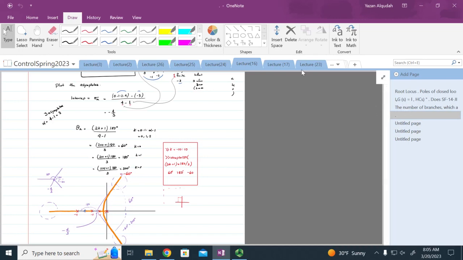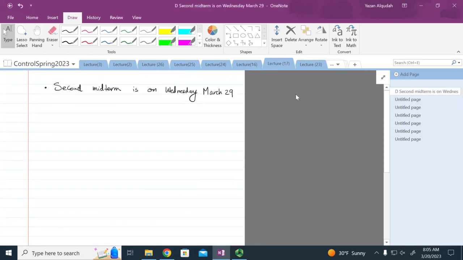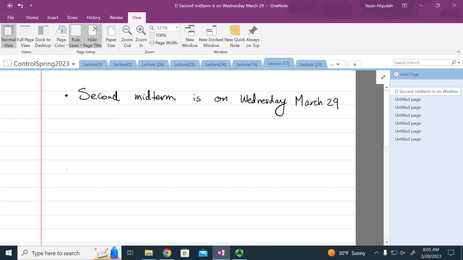Okay. So what we're going to be doing today, we're going to be finishing all the rules, and we're going to be doing examples on the plotting of the root locus. So the next rule that we're going to have is the break-in and breakaway points. And these are the points where two or more branches of the root locus intersect.